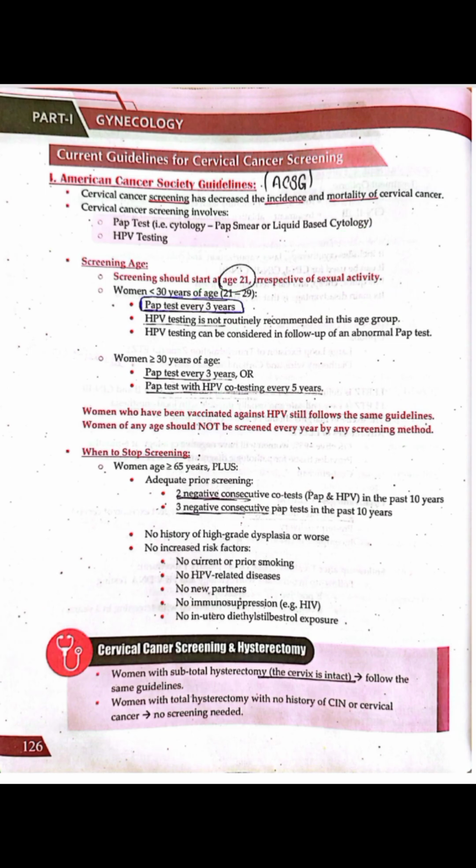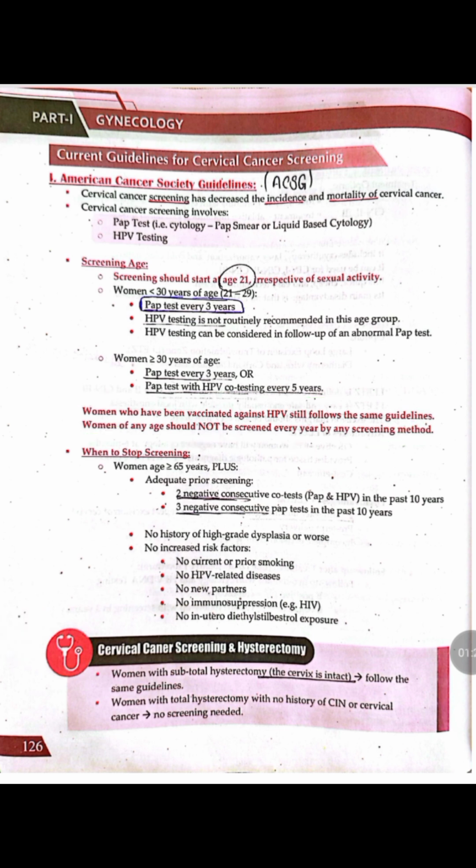In women who are less than 30 years of age, we do only the pap test, and the pap smear should be repeated every 3 years. Human papilloma virus testing is not recommended, and it should only be done if there is an abnormal pap smear. In women who are more than 30 years of age, we do the pap smear every 3 years, or the pap smear with human papilloma virus testing every 5 years. Women who are vaccinated against the human papilloma virus still follow the same guidelines, and women of any age should not be screened every year by any of the screening methods.